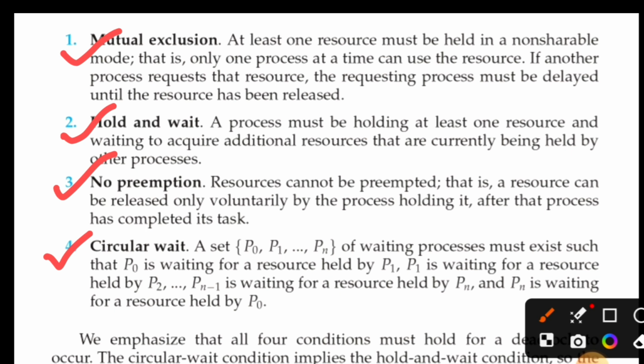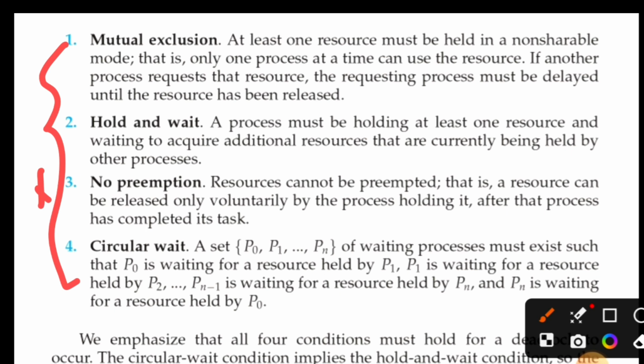If all the conditions are true, then there is a deadlock. Deadlock prevention says try to remove at least one of the necessary conditions. If any one of the conditions becomes false, the deadlock will be prevented. This is the idea behind deadlock prevention.